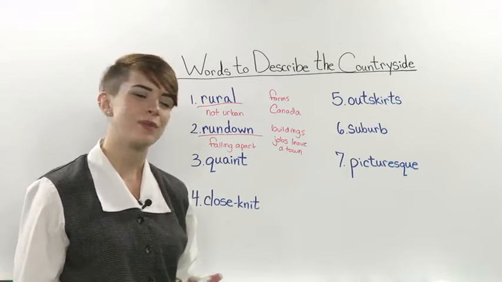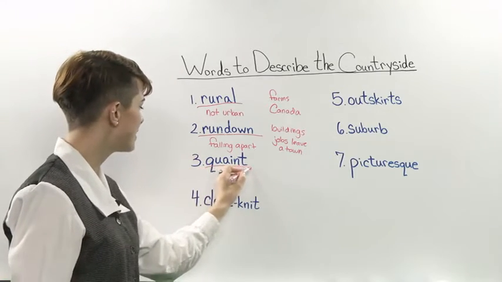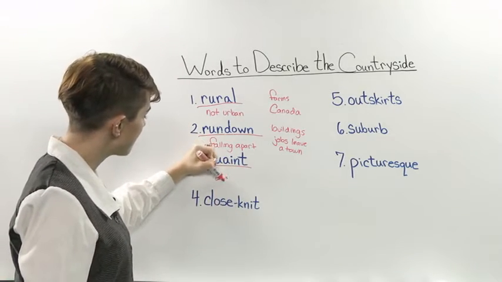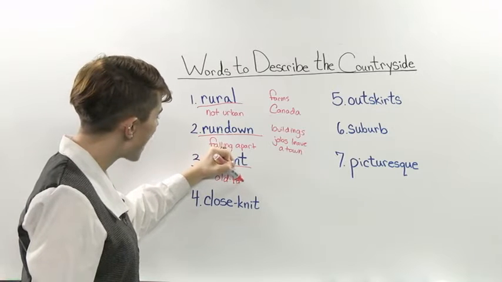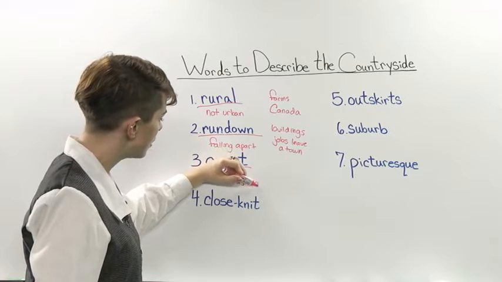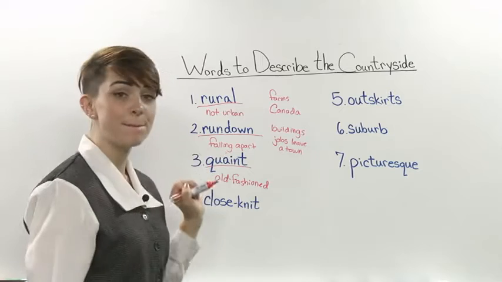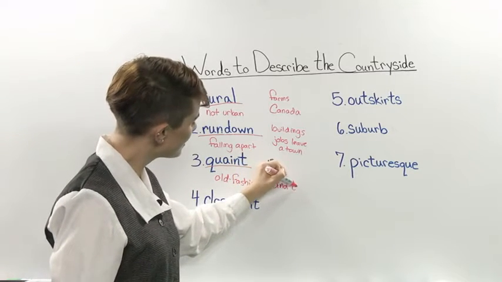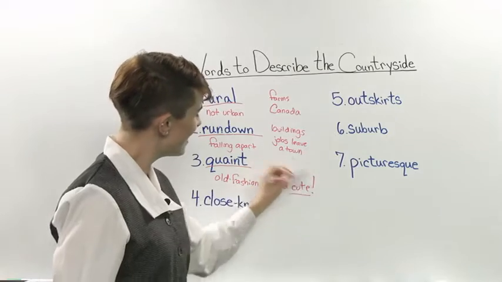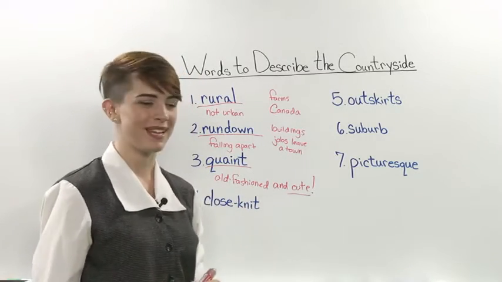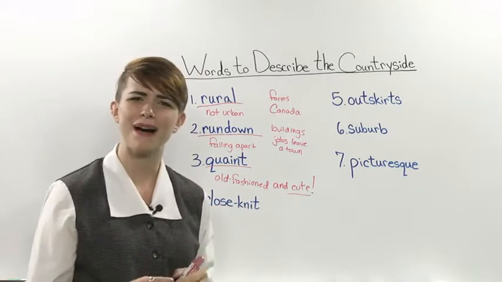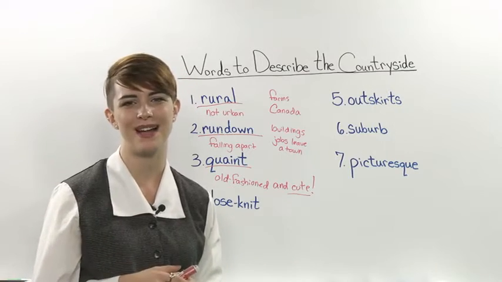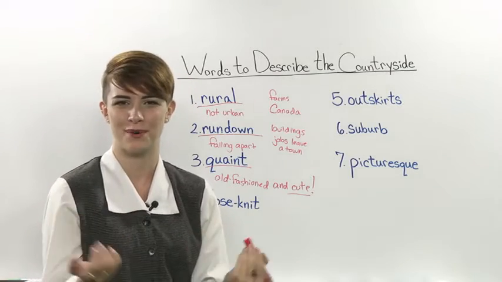Next on our list, we have the word quaint. Quaint means something is old-fashioned. It does not look contemporary, but it still is very cute. You like to look at something that is quaint. It reminds you of a simpler time and makes you feel warm and cozy.